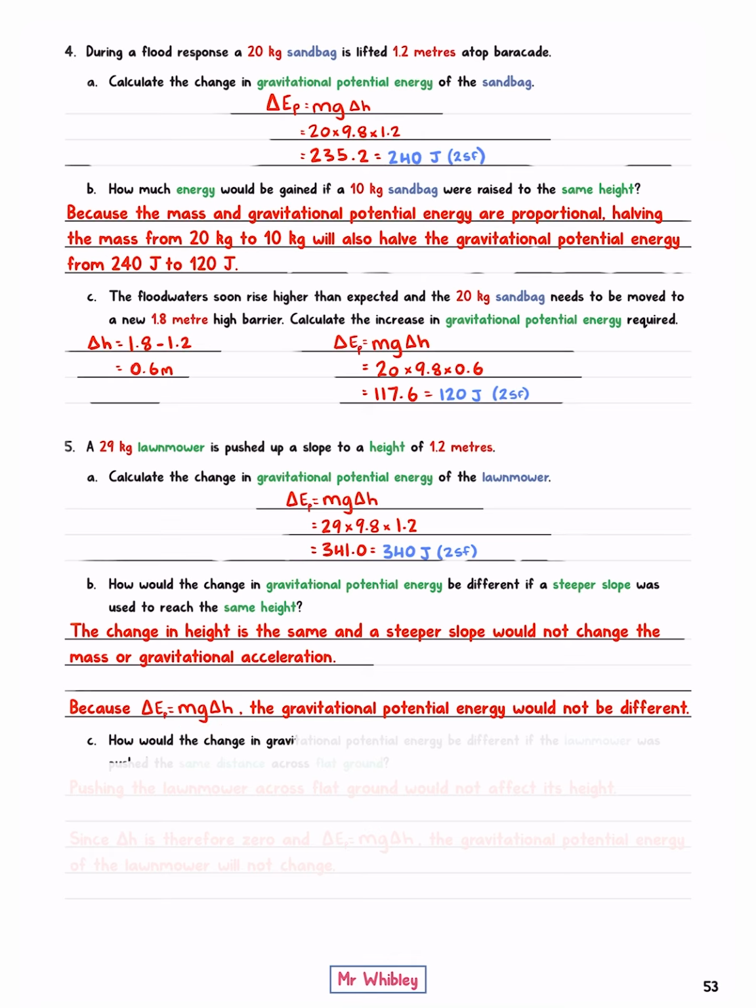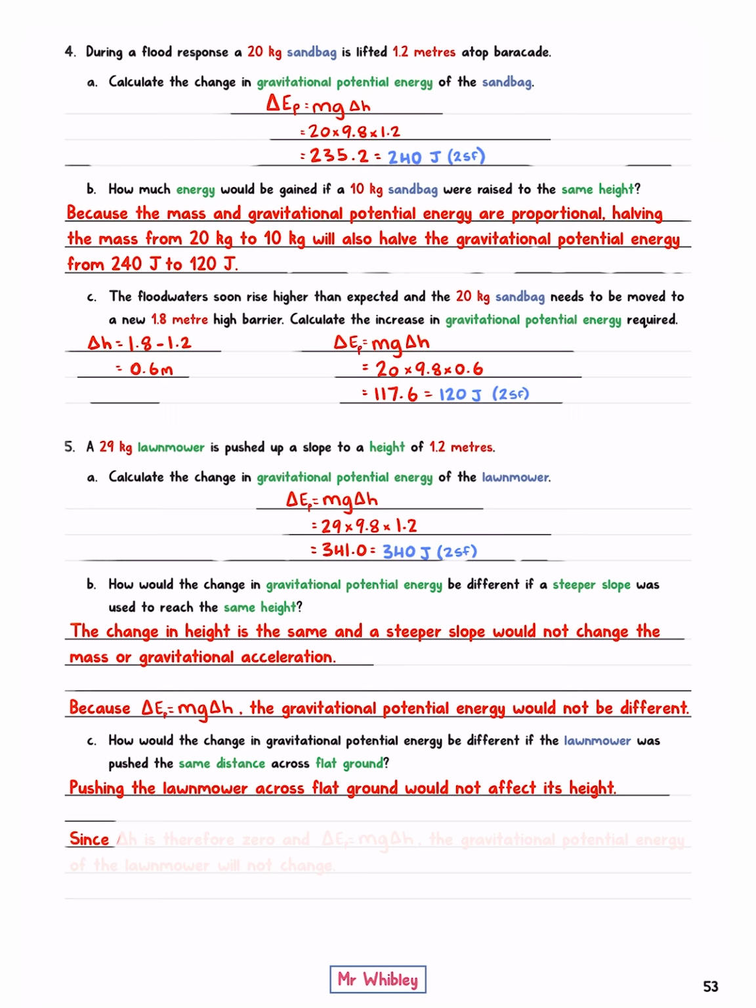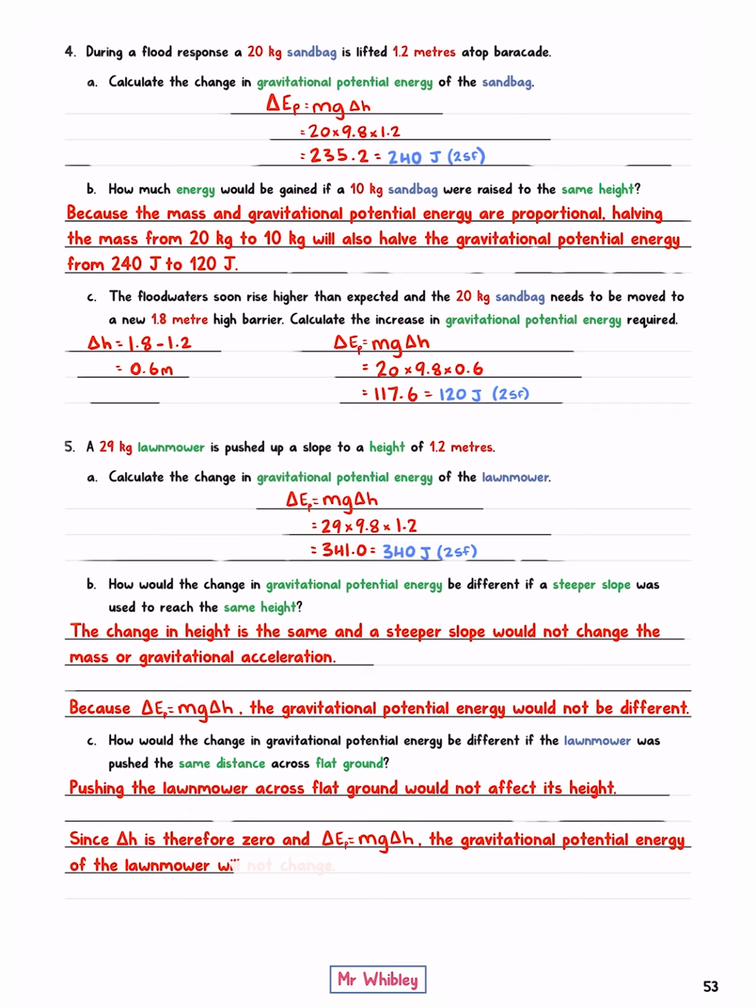How would the change in gravitational potential energy be different if the lawnmower was pushed the same distance across flat ground? Pushing the lawnmower across flat ground would not affect its height. Since the change in height is therefore zero, and the gravitational potential energy is mg delta h, the gravitational potential energy of the lawnmower will not change. In other words, because delta h is zero, this whole side of the equation becomes zero, and we see that the change in gravitational potential energy is zero.